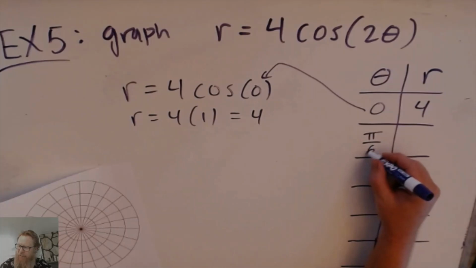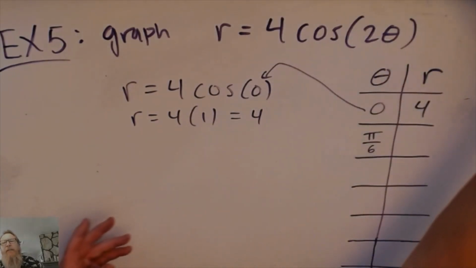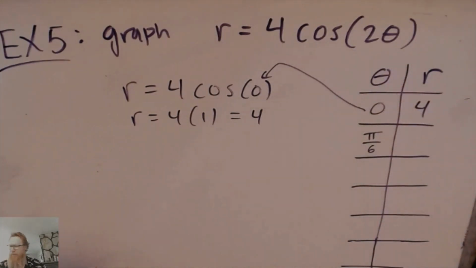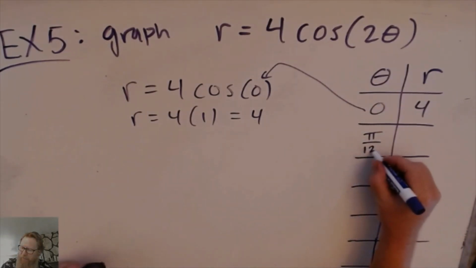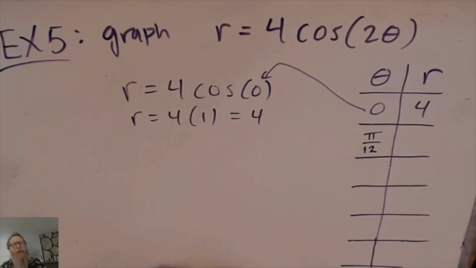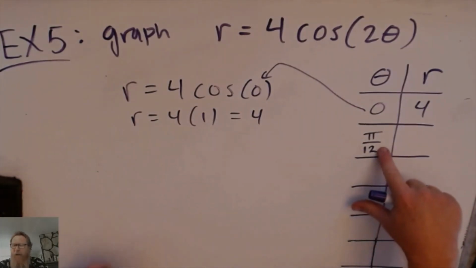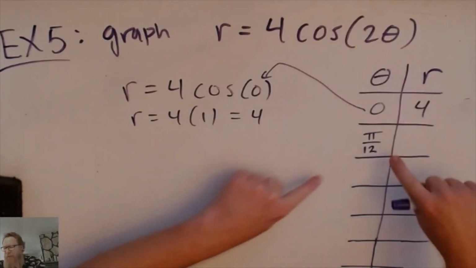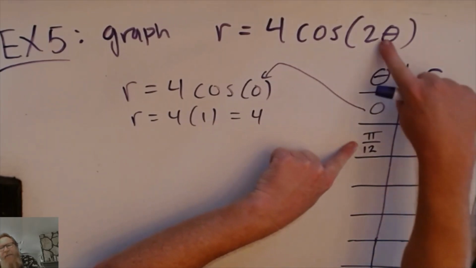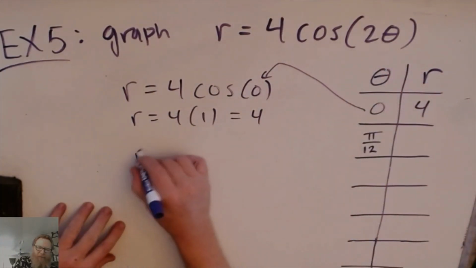Say pi over 6. Actually, I changed my mind. Let's do pi over 12. I had to really think about what I wanted to plug in. If I plug in pi over 6, I'm going to immediately double it, right? So I'm going to start with pi over 12, and then when I double it, watch what happens.